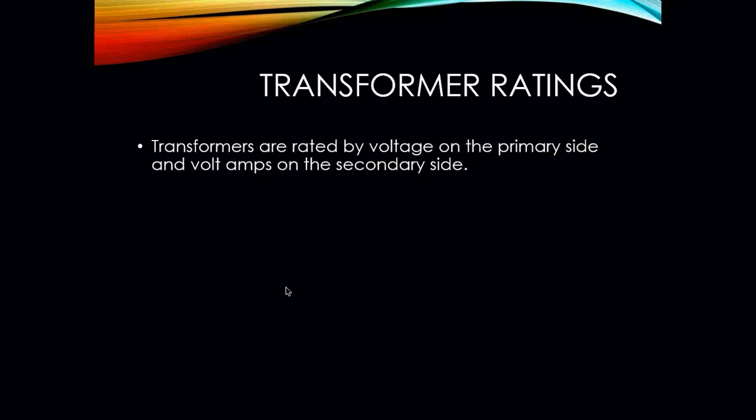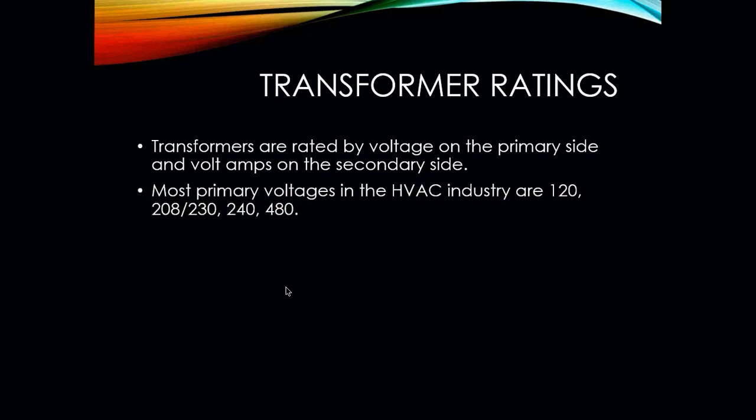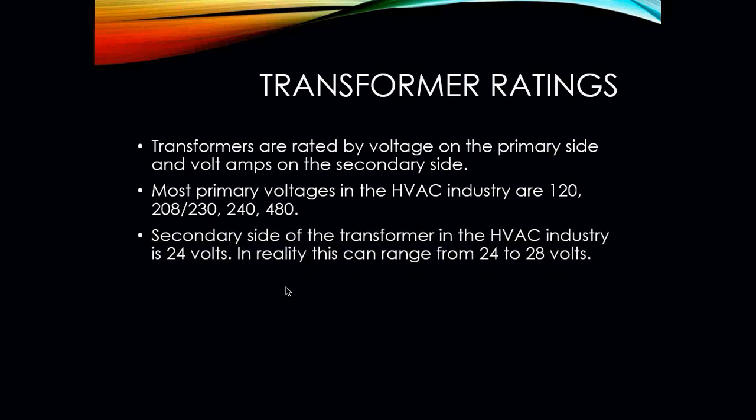Okay, transformers are rated by voltage on the primary side and volt amps on the secondary side. So most primary voltages in HVAC are going to be 120, 208, 230, 240, or maybe 480. Your secondary side in HVAC is going to be 24 volts. However, in reality, you are going to see a range of anywhere between 24 and 28 volts coming out on your secondary side.